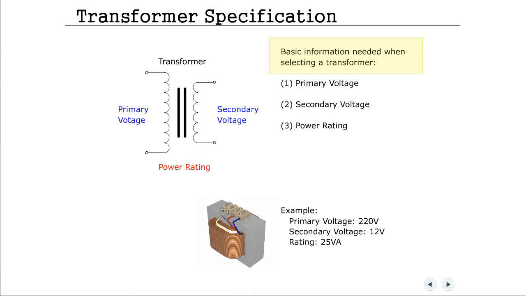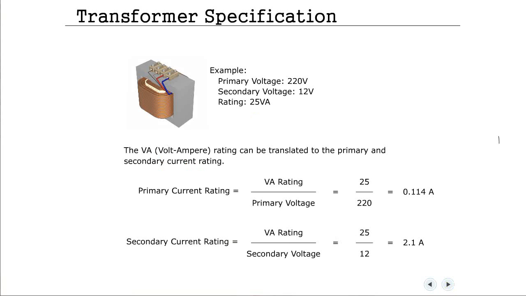Basic information needed when selecting a transformer: primary voltage, secondary voltage, and power rating. Example of a transformer specification: primary voltage 220 volt, secondary voltage 12 volt, rating 25 VA. How do you determine the current rating based on this information?